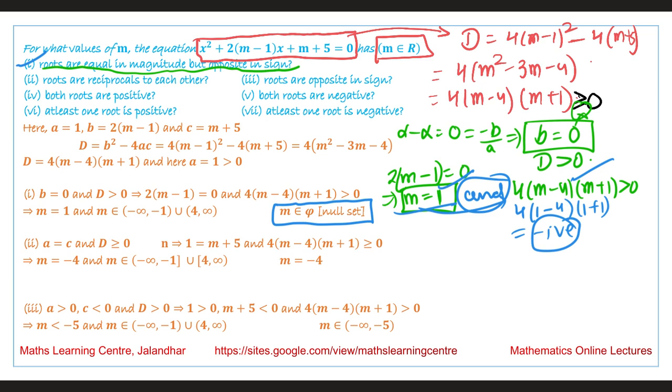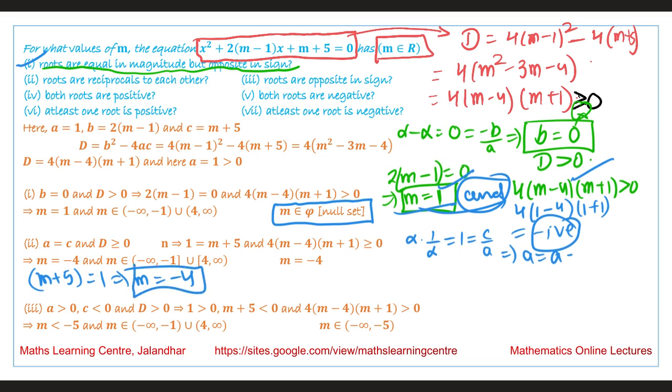Second part is roots are reciprocal of each other. So if the roots of this equation are alpha and 1 by alpha, their product should be equal to 1, that is equal to c by a. So this implies that c should be equal to a. So c equal to a means that m plus 5 should be equal to 1. So this implies that the value of m is equal to minus 4.